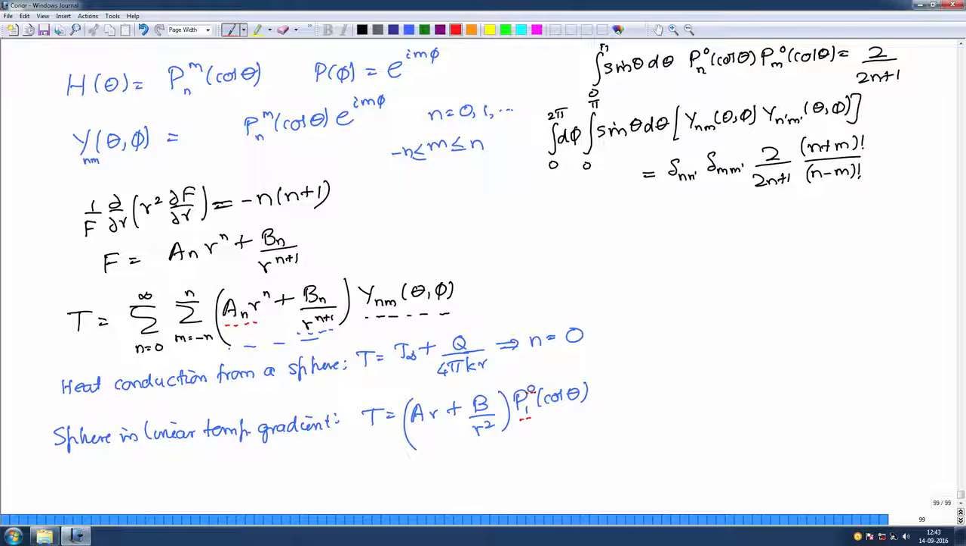The first term, n is equal to 0, corresponds to just an isotropic problem, spherically symmetric heat conduction. The n is equal to 1 corresponds to heat conduction with a linear gradient along the z direction. What do the other terms correspond to?